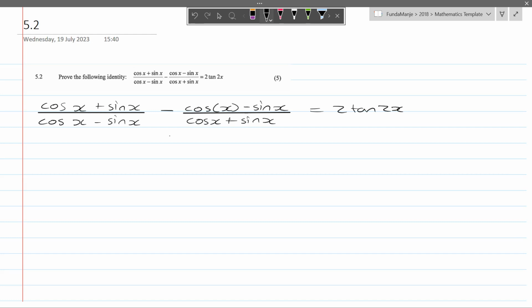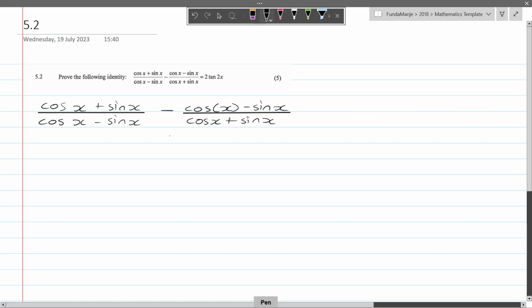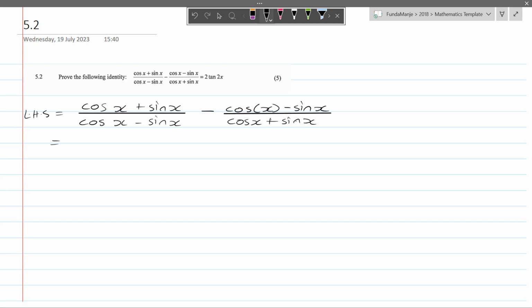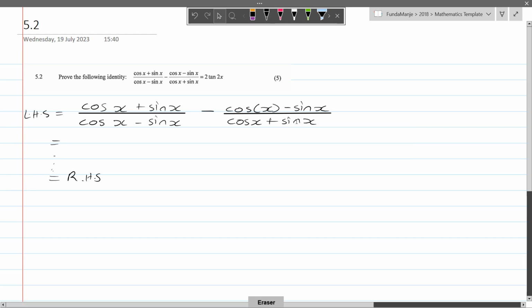So here we're trying to prove that the left hand side is equal to the right hand side. So I'll just take this and work with this one side that we have. This is my left hand side, and I want it at the end hopefully to write some equation and say eventually this is equal to the right hand side. So we may begin. Now let's notice what we're trying to prove. We're trying to prove that it's equal to 2 tan 2x.